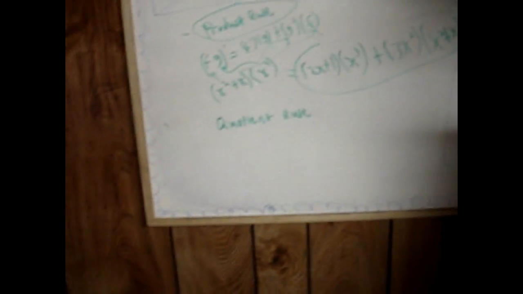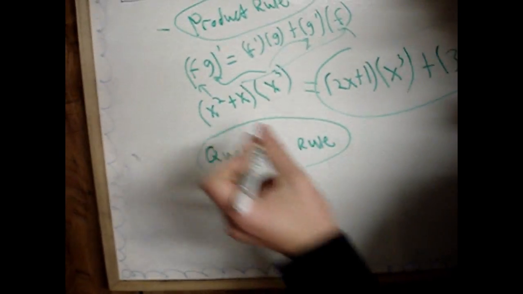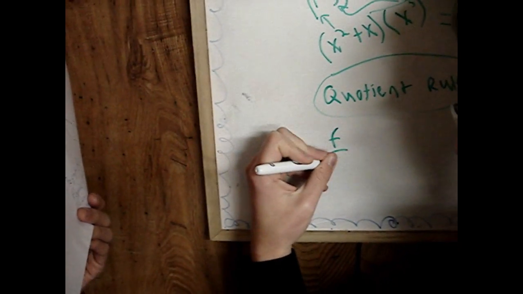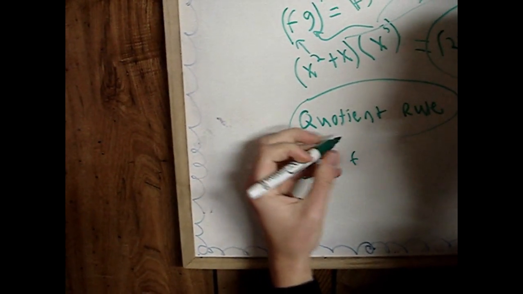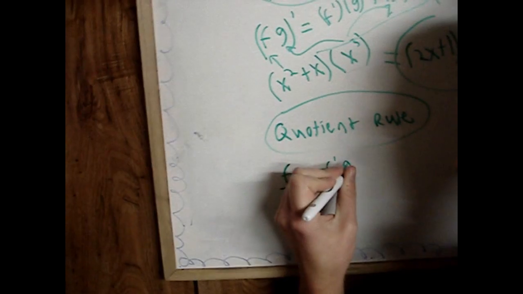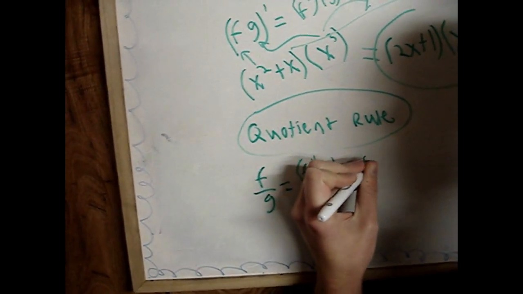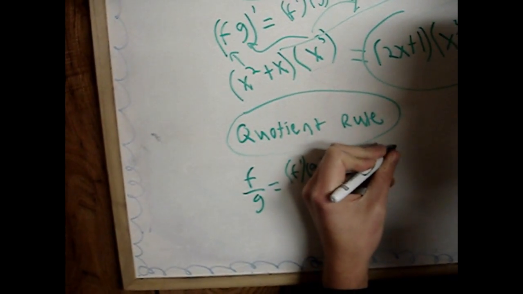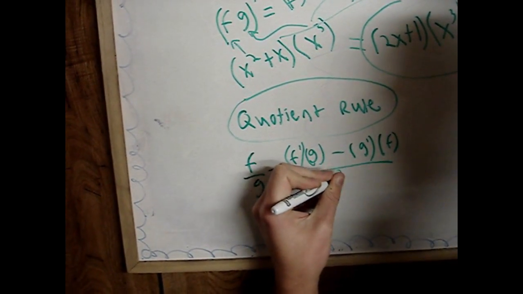Alright, so we just learned how to multiply derivatives. Now let's learn how to divide them. It's pretty simple using the quotient rule. Alright, let's look at the formula. So you got f over g, and it'll equal f prime times g minus g prime times f all over g squared.